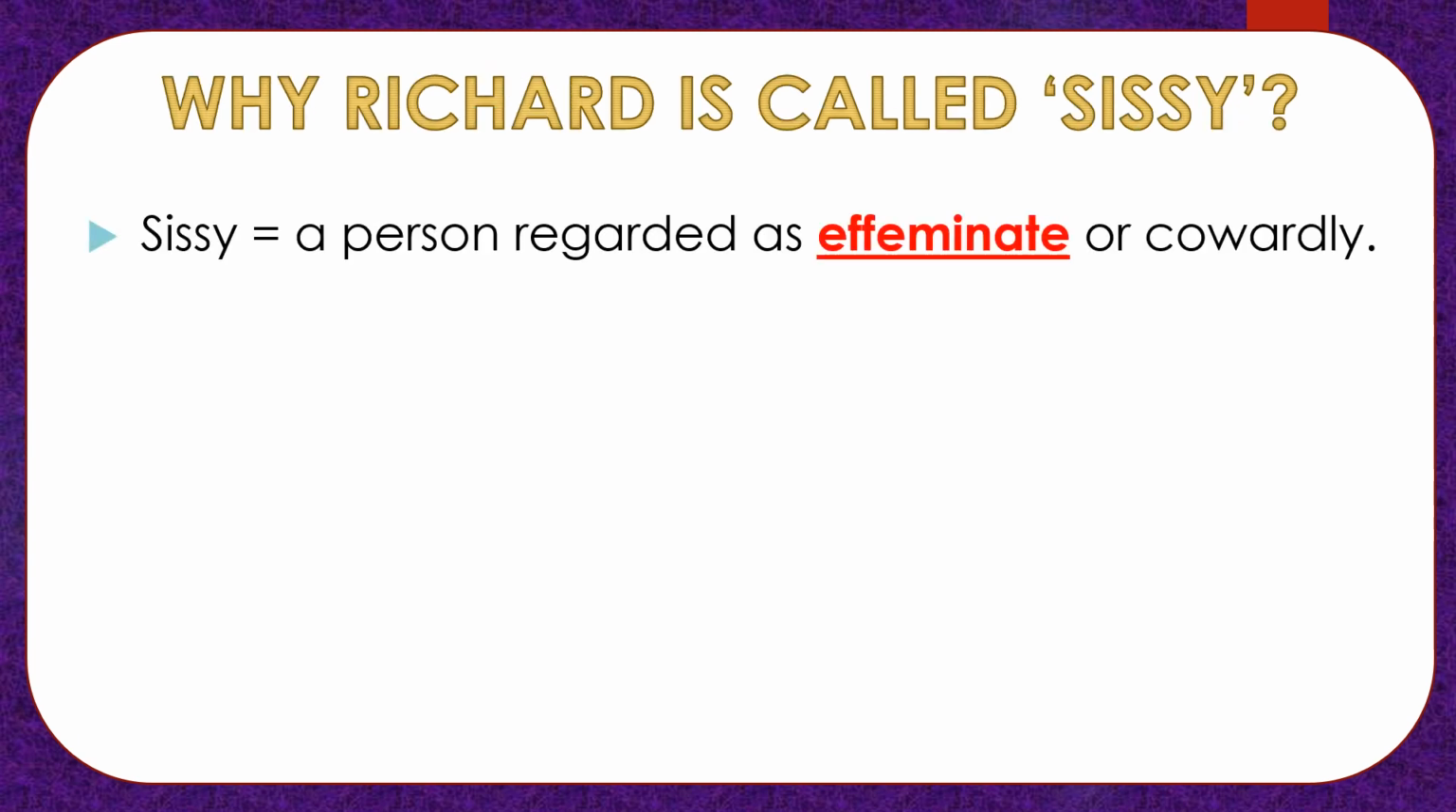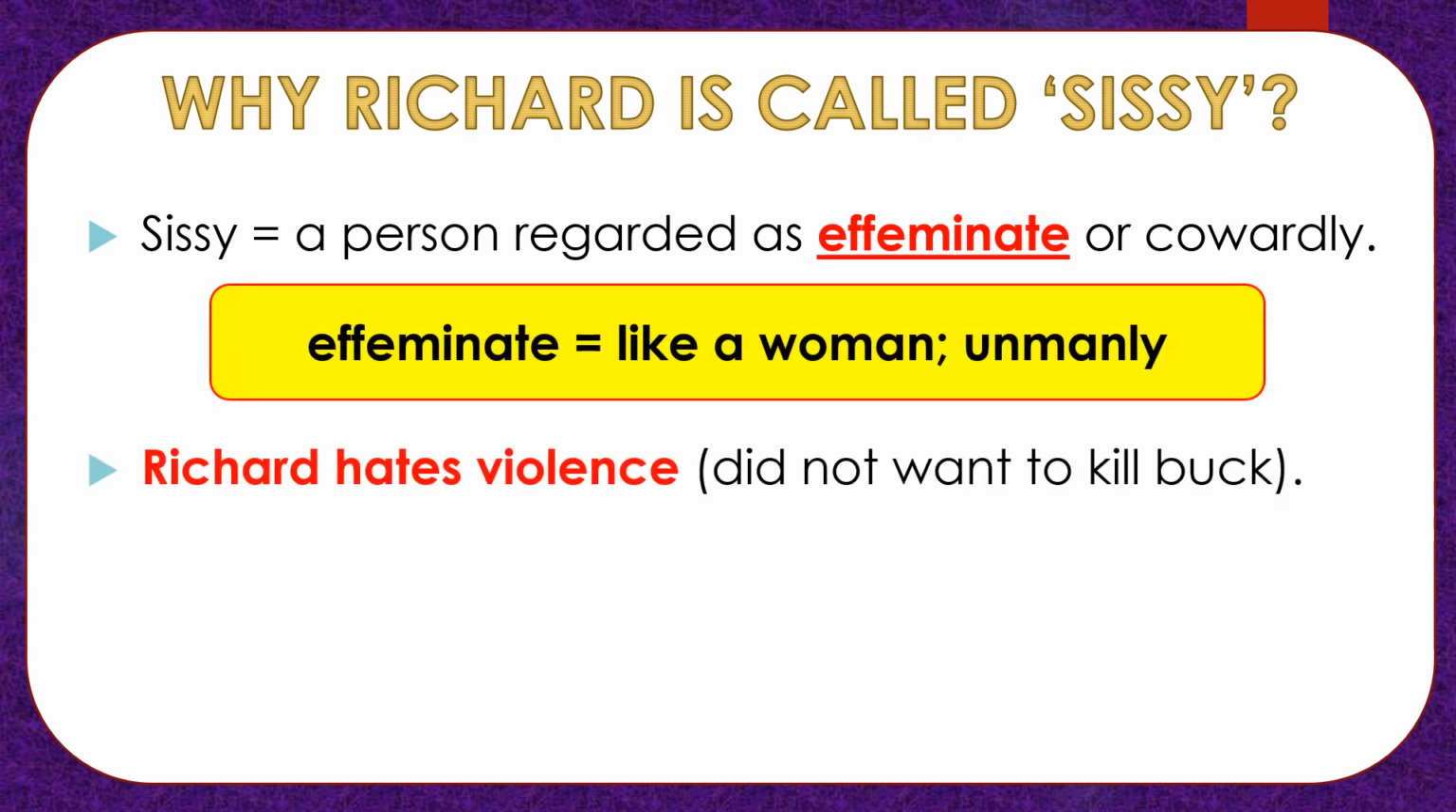So why Richard is called SISSY, as I mentioned earlier? Before that, what is SISSY? SISSY is a person regarded as effeminate, macam perempuan. You see that? Effeminate, the word feminine there, right? So effeminate or cowardly, pengecut. So why is Richard called SISSY? Because in the novel, we can see that Richard hates violence. As an example, he did not want to kill the bug. He doesn't like blood. He prefers to be at peace, tenang, aman, damai, not causing problems, right?